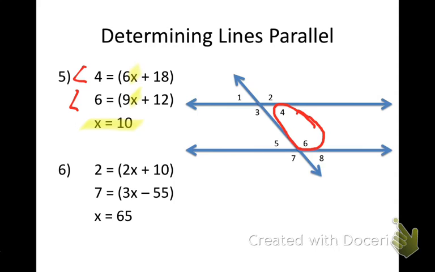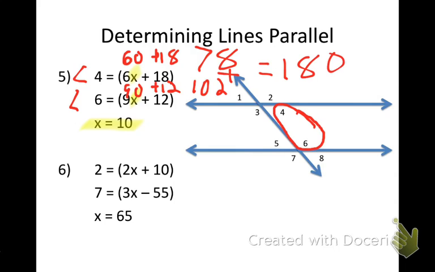So 6 times 10 gets me 60 plus 18. Thank you, sir. 9 times 10 gets me 90 plus 12, and I get... Now, what type of angles are they? Supplementary. So 78 plus 102 equals... So those two equal 180. They are supplementary, which now means my two lines are parallel based on what converse postulate, Max?